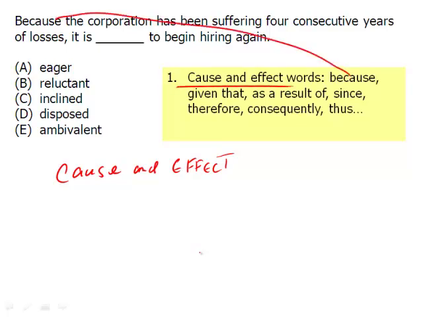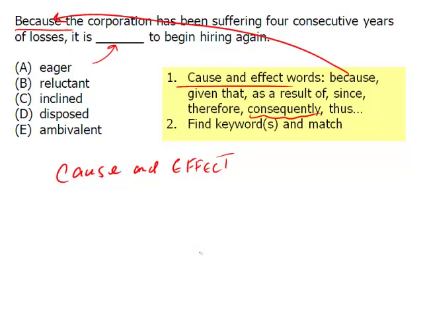We have because, which you'll see in this sentence. Or given that, as a result of, since, therefore, consequently. All of these. Get used to them because these are relatively common on the GRE text completion. So here we have it. Because the corporation has been suffering 4 consecutive years of losses, it is blank to begin hiring again. So as a result of the company doing bad, I'm just kind of breaking down the sentence here.